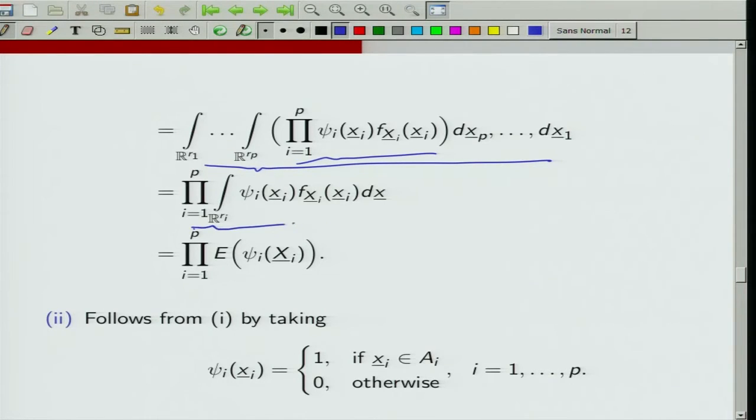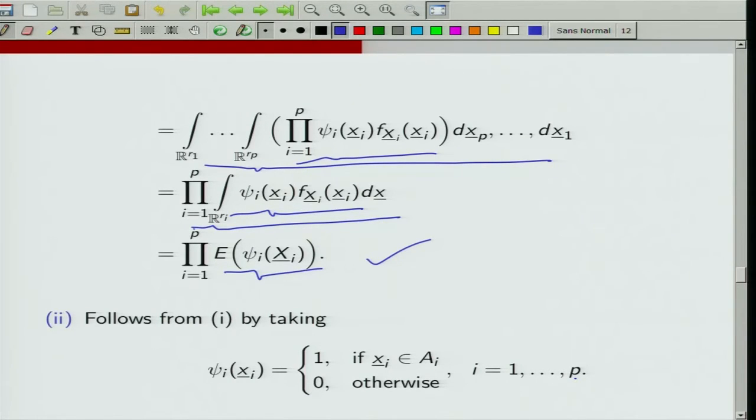So, it becomes the product for i equal to 1 to p of the integral over R^ri of psi_i(xi) f_Xi(xi) dxi, and this quantity is nothing but the expected value of psi_i(xi). So, this is what you get. So, this proves the first result, which says that if x1, x2, ..., xp are independent random vectors, then the expected value of the product of psi_i(xi) would be the same as the product of the expected values of psi_i(xi).